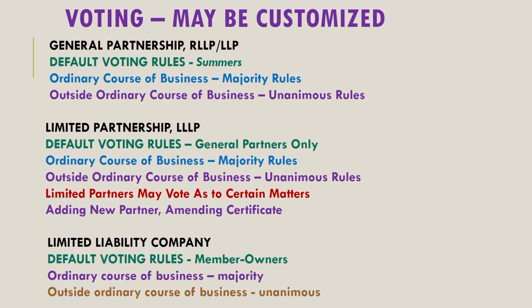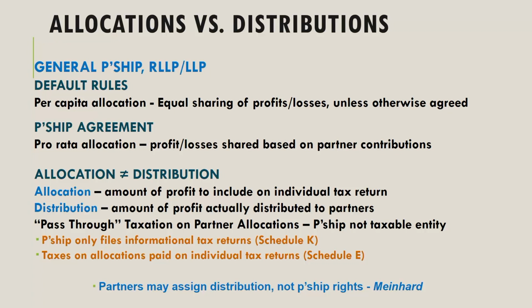And then the limited partners get opportunities to vote in very limited circumstances, such as if you're going to add a new partner or if you're going to amend the certificate which created the limited partnership, the certificate of organization. The limited liability company, the member owners are the ones. Not if you are a manager who's managing, but you're not a member, you don't get a vote. It's just the member owners. Ordinary course of business, majority, outside unanimous. That's pretty consistent, folks, throughout this, unless you decide to customize the vote. So it's pretty straightforward between all of the different business entities.